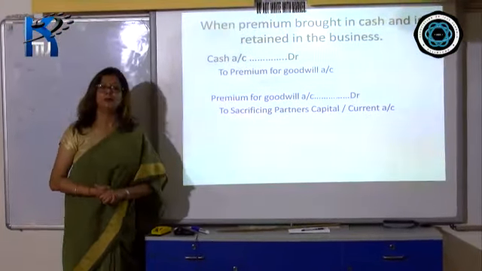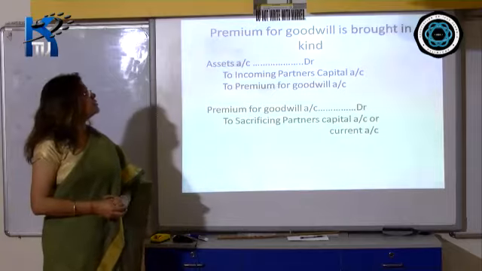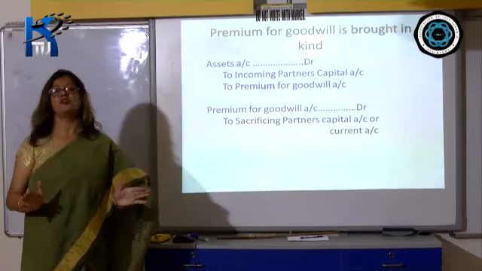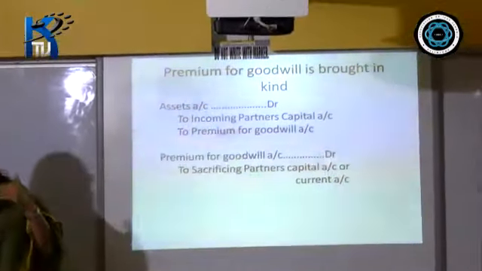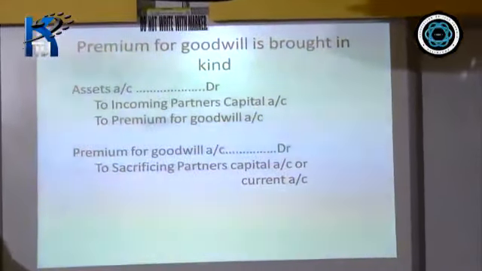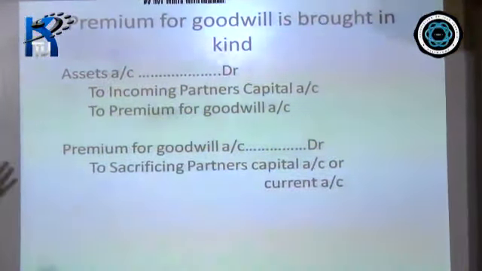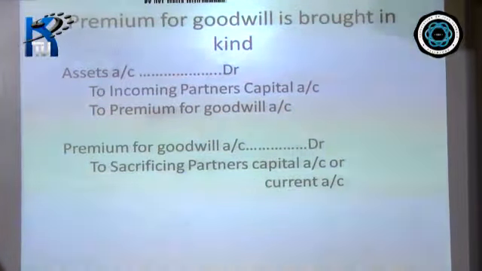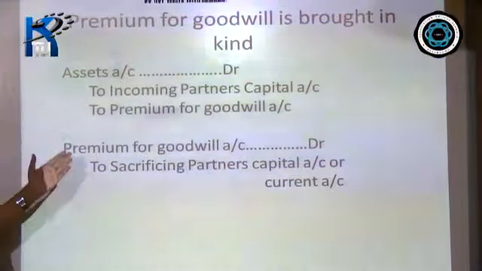The next concept says premium for goodwill is brought in kind. Now cash is not brought in by the new partner. He could not bring his share of goodwill in cash. So what is done? Supposing he has brought assets. Instead of bringing cash, where cash account was debited in the last slide, over here asset account will be debited because the new partner has not brought cash. The new partner has brought assets. So asset account debited to incoming partner's capital account and to premium for goodwill.